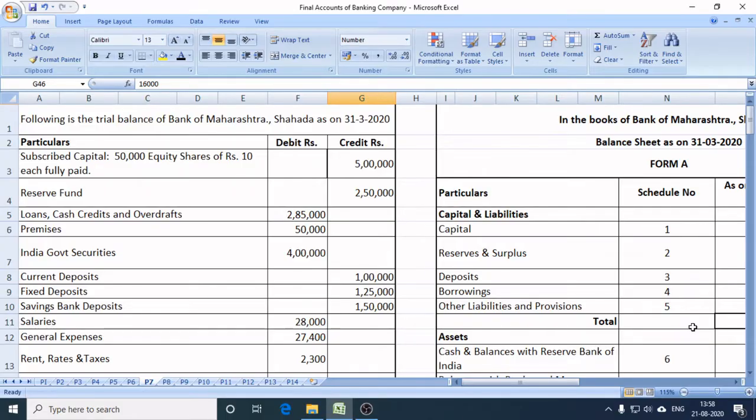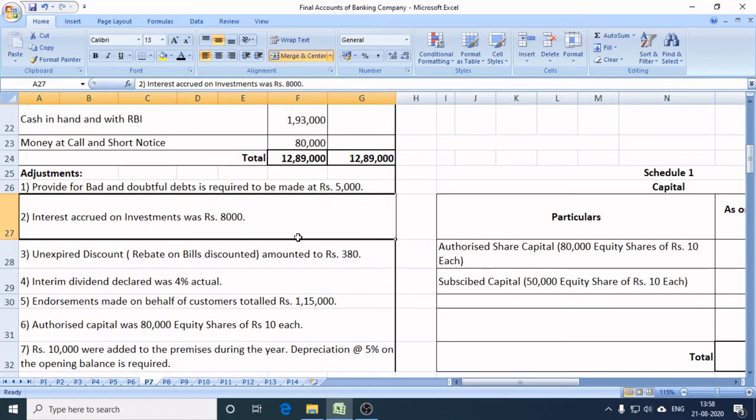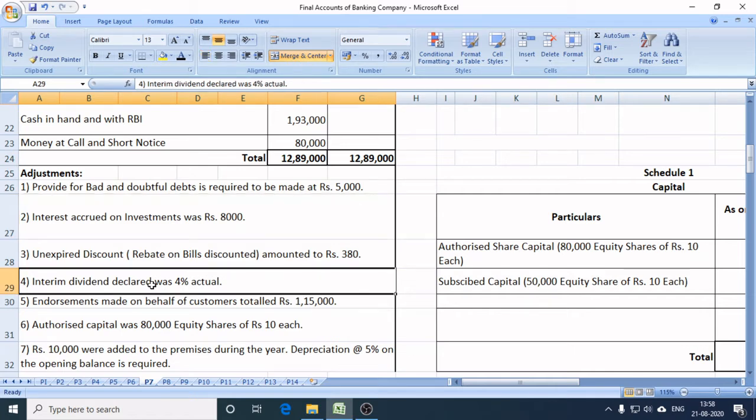Hello students, once again I would like to explain to you one more time how to prepare the financial statements of a banking company with a complete example with different adjustments. Now you can see here this adjustment is different from your previous ones. This adjustment is also different.